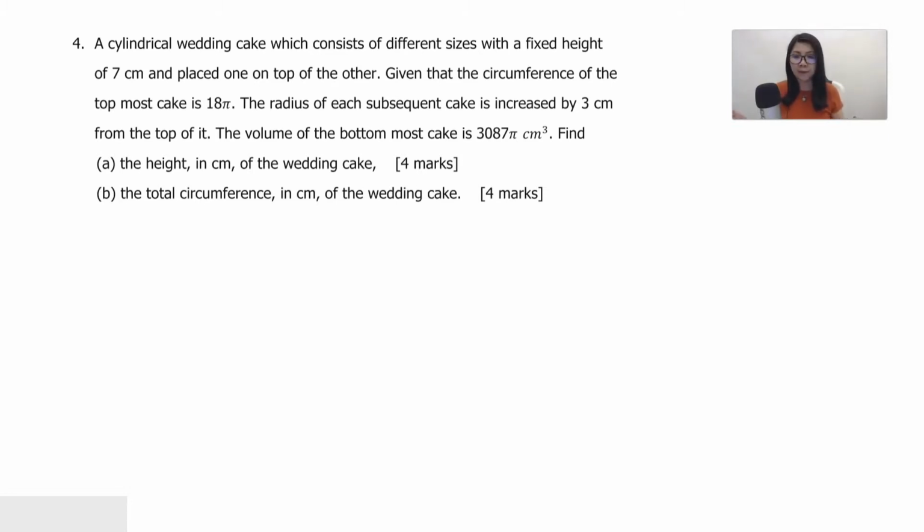of the wedding cake. So the information that they give us in the question is 18 pi and the volume 3087 pi. So we will have to use this to find the information that we need, like the radius, because the radius is not given. But the height is given here. The height for each level is 7 cm. So now I'm going to use the topmost one, which is 18 pi. So I'll do a side working.